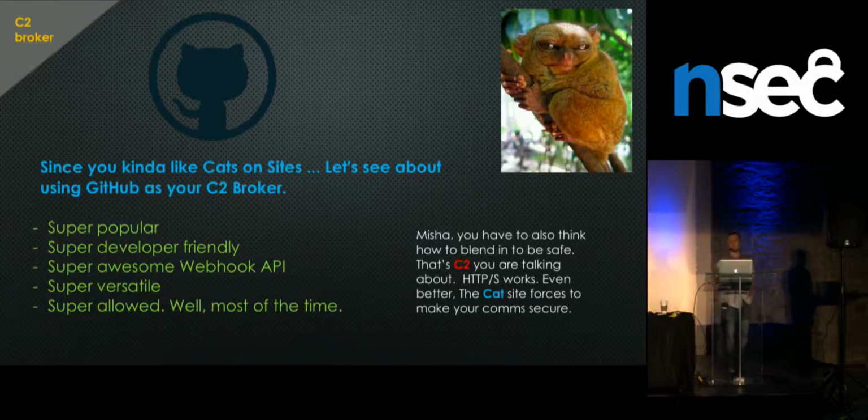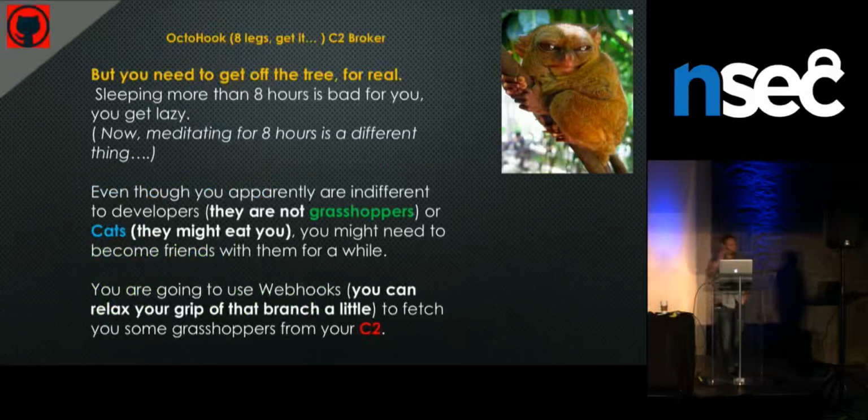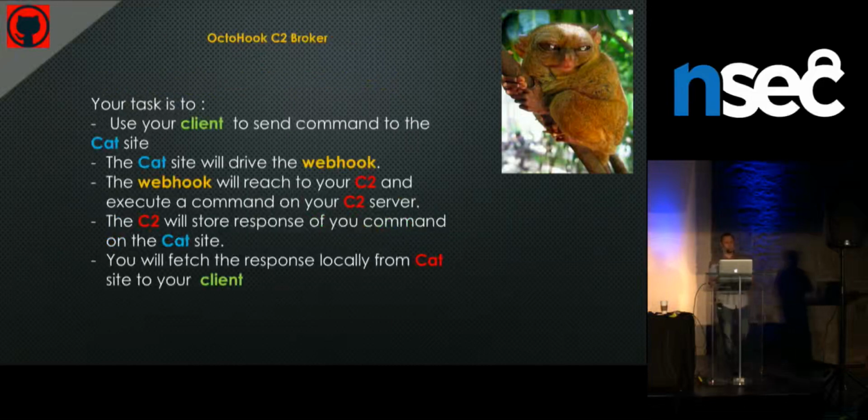Companies do allow traffic to GitHub, right? GitHub is specifically used for development, for DevOps, but also for infrastructure. So essentially, what we're going to do is use GitHub to create a broker for our C2. So the task is going to be for Misha to send a request to GitHub over webhook. The webhook will reach out to the C2 that Misha has on the other side of the planet, right?